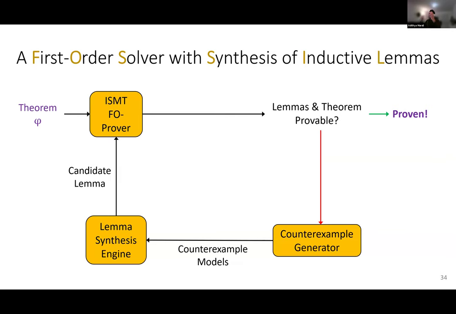And it checks whether given the lemmas, the theorem is provable. If that's true, you're good. If that's not true, it asks a counterexample generator to generate a counterexample model, which then a lemma synthesis engine uses to propose further and further candidates that will keep eliminating these spurious models and help you prove your property.